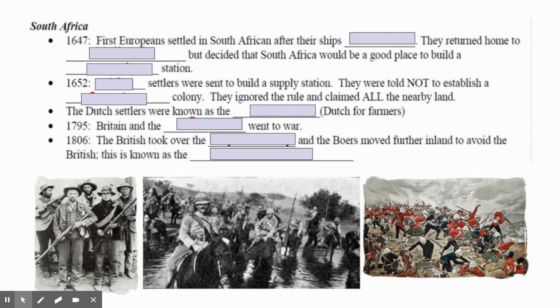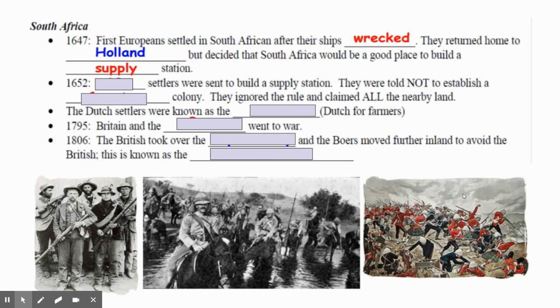South Africa, this is a very unique situation. In 1647, the first Europeans settled there, and it was partially because when they were going around the Cape of Good Hope, some of the ships were wrecked, and a lot of these ships were heading towards the Orient to trade goods and such. But when these sailors returned home to Holland, they decided that South Africa would be a really good place to build a supply station, because if they are going to be traveling to the Orient, they need a place where they can get supplies and maybe rest if the weather is bad.